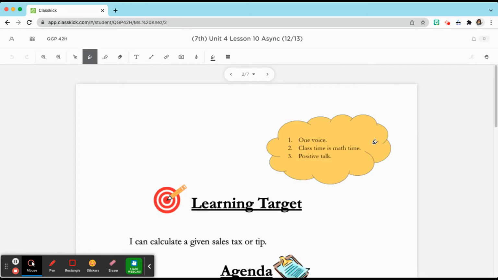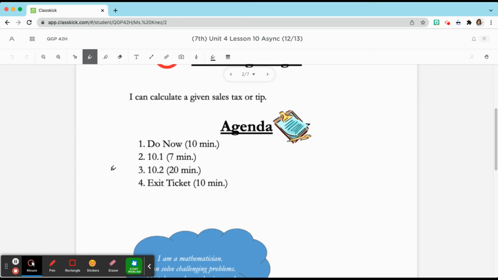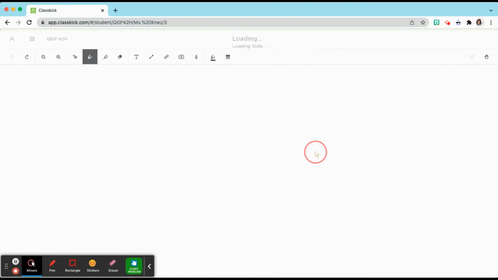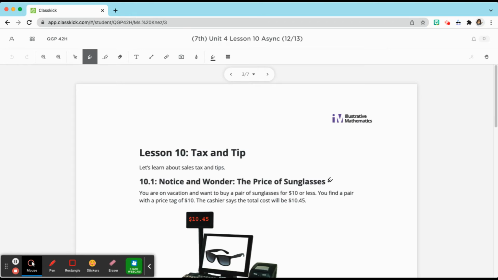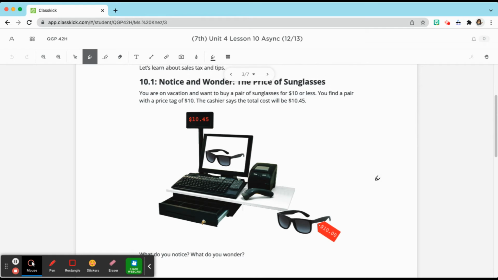Today's grade level learning target is I can calculate a given sales tax or tip. Since we had a 45-minute class today, we focused in on 2 activities that I'll walk you through here. The first thing that you need to do is head to slide 3 and complete the notice and wonder. I want you to go ahead and write a full sentence.